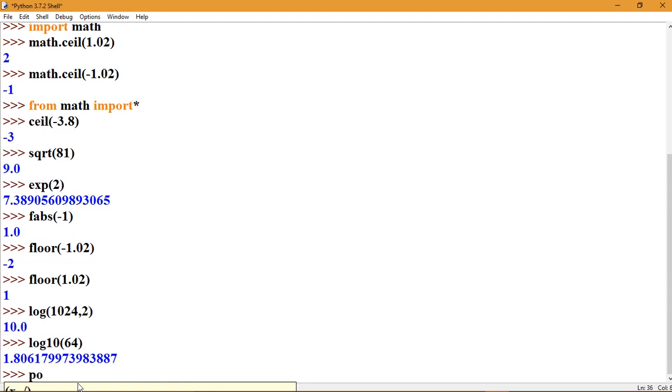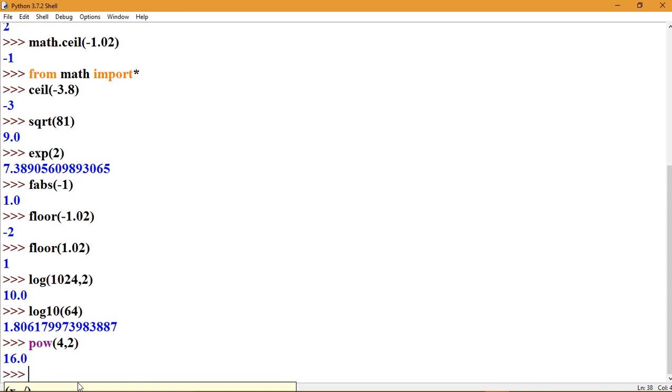Now power function, POW. If I need to calculate the value of 4 raised to power 2, then the outcome will be 16. Next is sine. I told you that the sine function will always accept the argument in terms of radians, so we need not write the value of the argument in terms of degrees. We need to write them in radians.